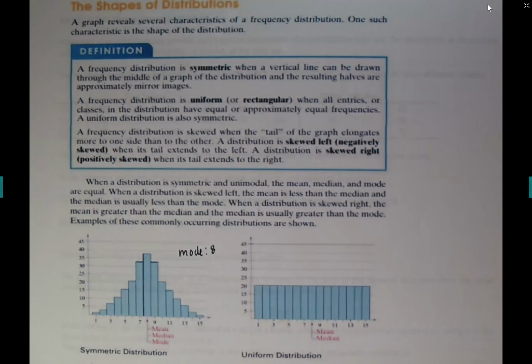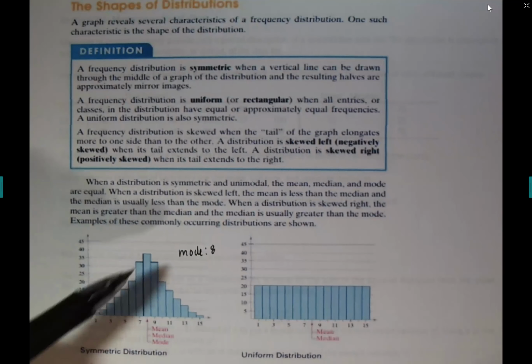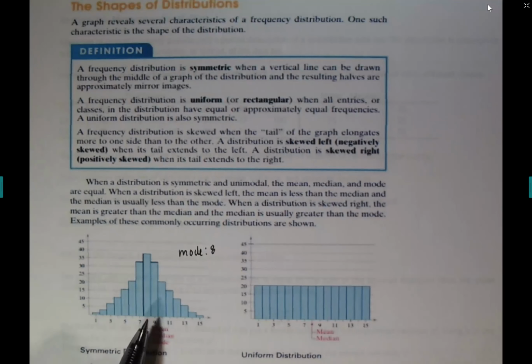But since this is a symmetric graph, guys, you can see, if you think of the tallest bar as the mirror, whatever you have on the right, I see a reflection to it on the left. In this case, the mean and the median are going to be exactly the same, and they're going to be exactly the same as the mode. So actually, the mean and the median and the mode in a symmetric graph are exactly the same. They are all 8.